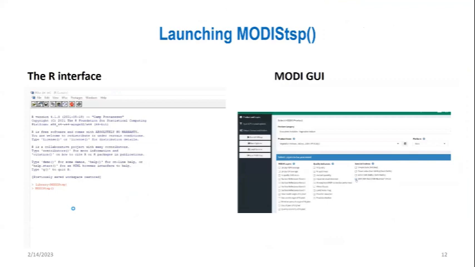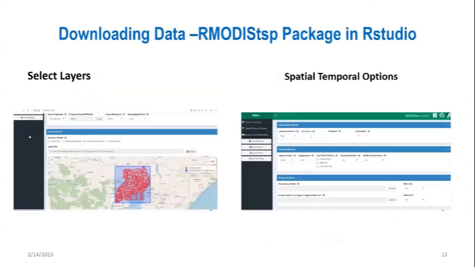As you can see, it looks like a notepad, but this is the R interface. The good thing is that when you write the code here, you can see the MODIStsp call. It takes you to the graphical user interface, and from this graphical user interface, it takes you to the page where you download the data. So from here, this is how it looks, and you'll be able to select the layers.